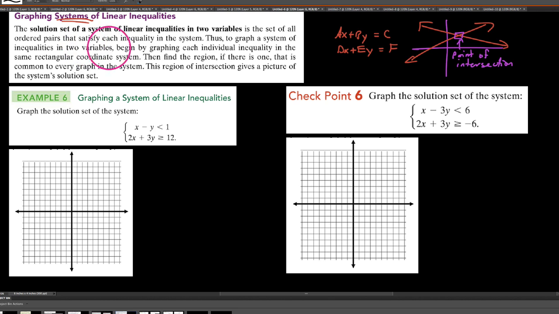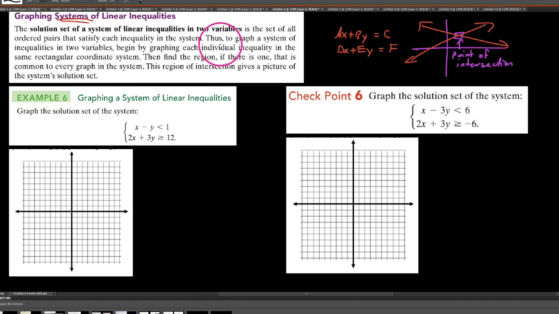Well, we're going to say a similar thing for systems of inequalities, except that the solution set of a system of linear inequalities in two variables is the set of all ordered pairs that satisfy each inequality in the system. So whereas equations might share one common solution, if we were to change these to inequalities, we would have gotten shaded half planes. And what we're looking for is the part where they shade together, or intersect.